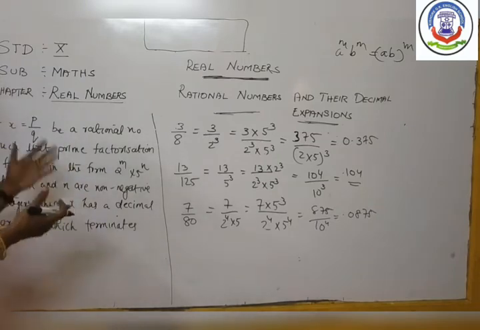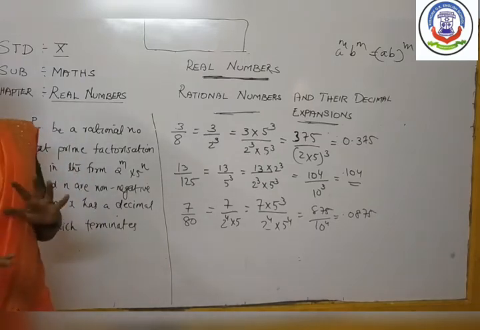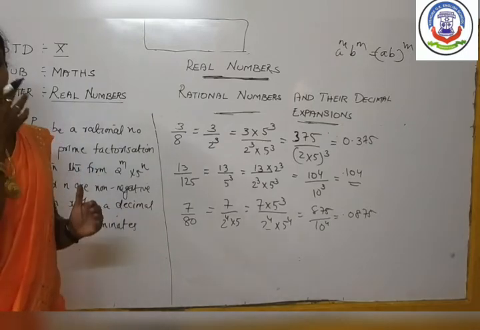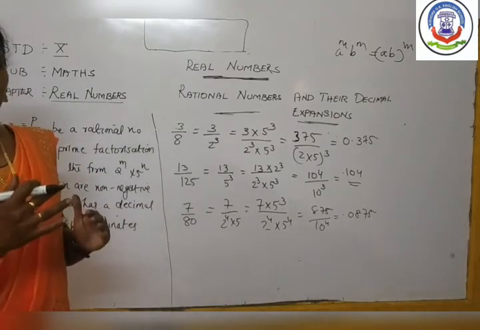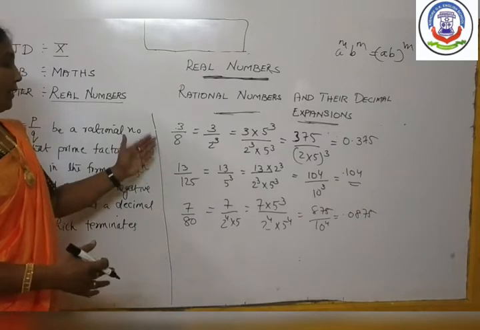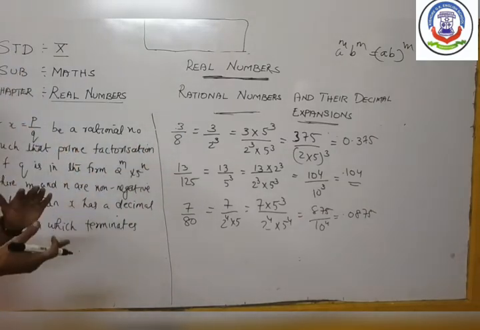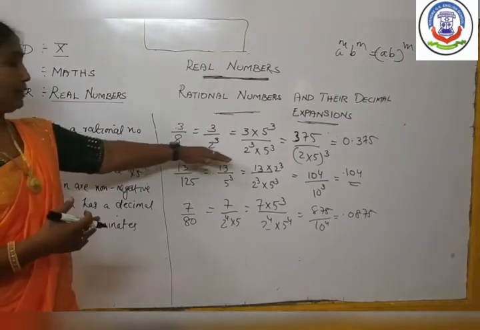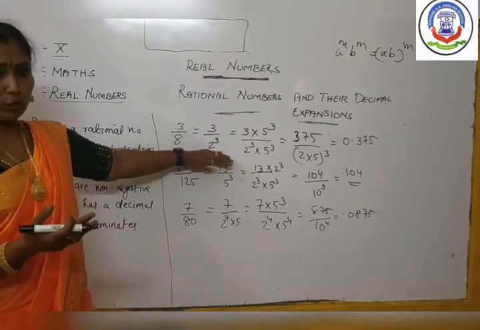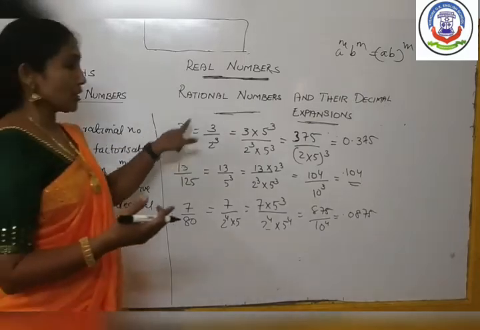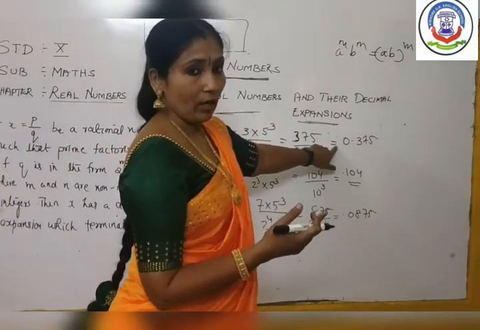There we have seen that if the decimal expansion terminates, then it will be a rational number and hence its denominator is in the form of 2 raised to m into 5 raised to n. Here what it is telling is that if it is a rational number and its denominator is in the form of 2 raised to m into 5 raised to n, then we can say that the rational number's decimal expansion always will terminate.